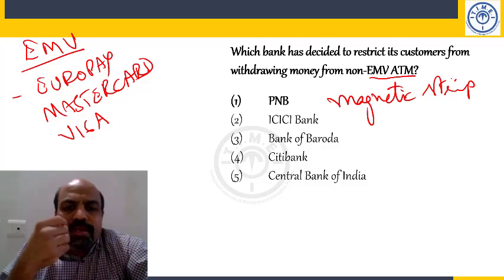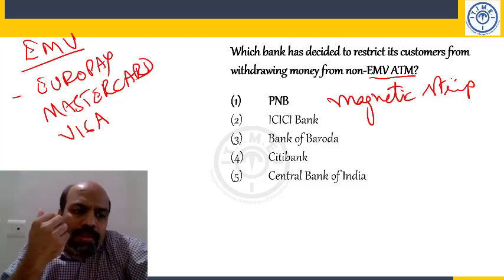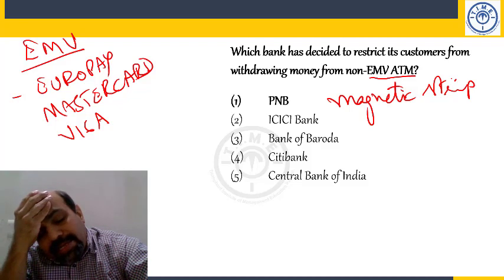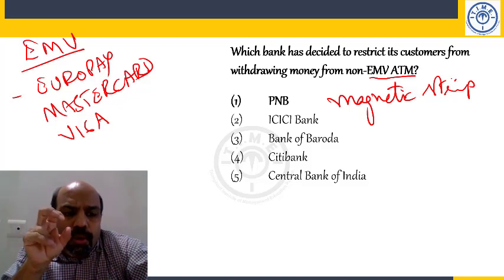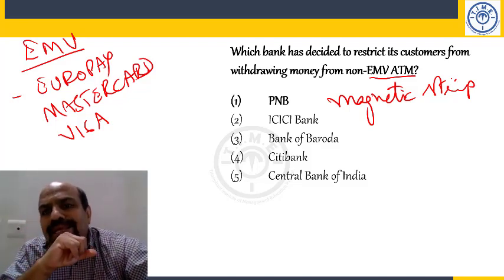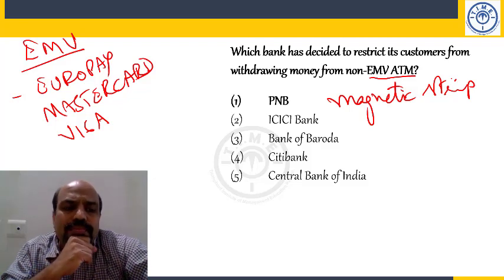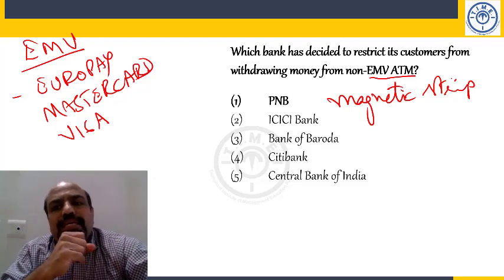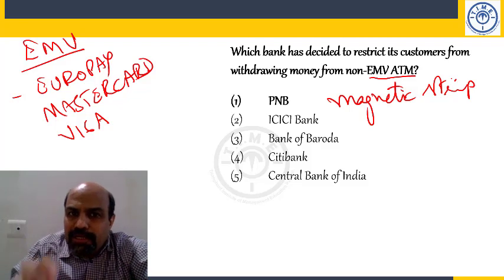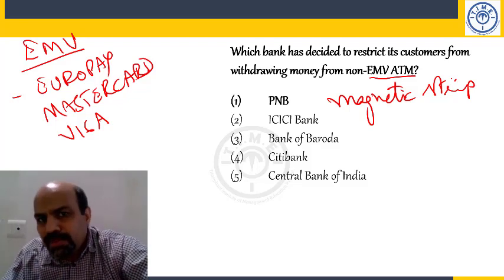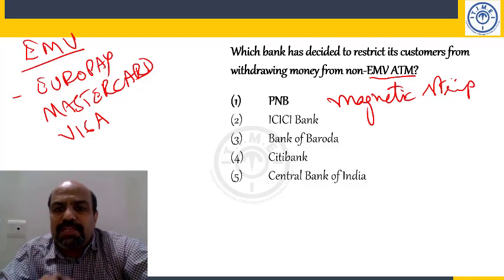Next. Non-EMV ATM dash reads data through magnetic strips. And do not hold the ATM card during the transaction. You must observe this. When you insert the card, it reads and then gives back the card. Some machines do that. So these are non-EMV ATMs basically. They don't have a smart chip. So Punjab National Bank is restricting this.